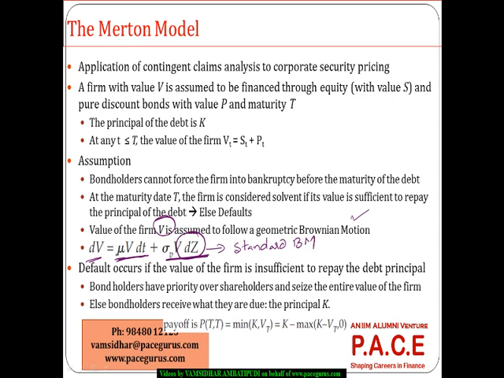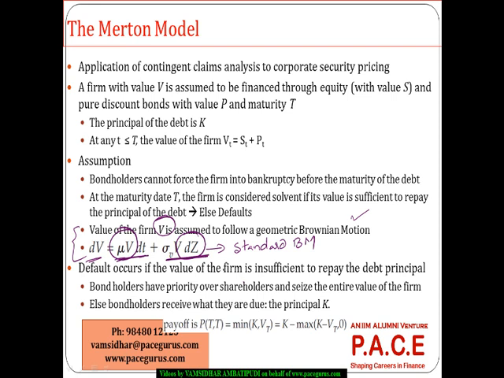And we are assuming that the change is because of the drift, which is changing at the rate of mu, the drift coefficient, and the standard deviation is sigma times V, dz being a standard normal variable. So this is how we are assuming that the value of the firm is going to change.